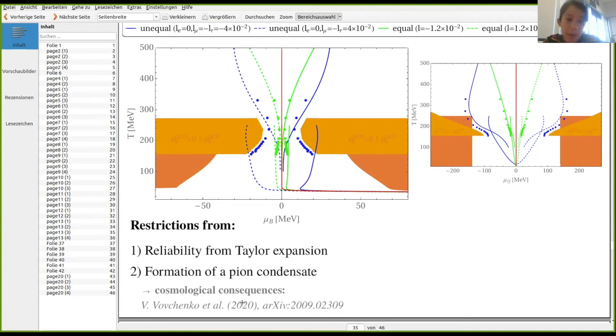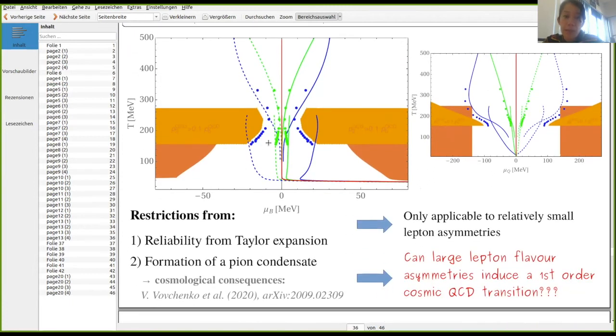It turns out that the restriction from the reliability of the Taylor expansion is stronger than the restriction from the formation of a pion condensate. So this method, I would say, is really nice if you only care about relatively small lepton asymmetries. But of course, this method cannot be used to answer the question whether large lepton flavor asymmetries can induce a first order cosmic QCD transition or not.